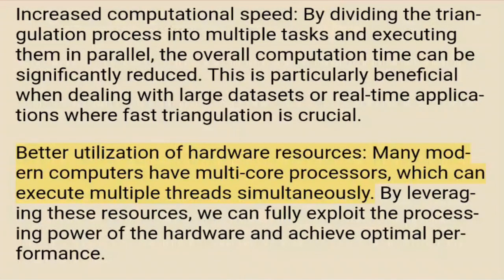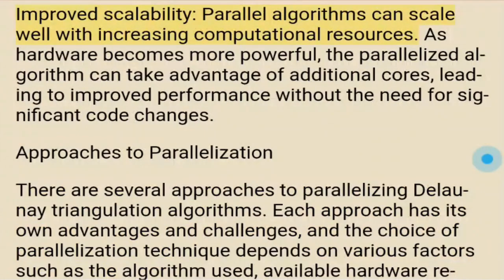Many modern computers have multi-core processors, which can execute multiple threads simultaneously. By leveraging these resources, we can fully exploit the processing power of the hardware and achieve optimal performance. Improved scalability. Parallel algorithms can scale well with increasing computational resources. As hardware becomes more powerful, the parallelized algorithm can take advantage of additional cores, leading to improved performance without the need for significant code changes.